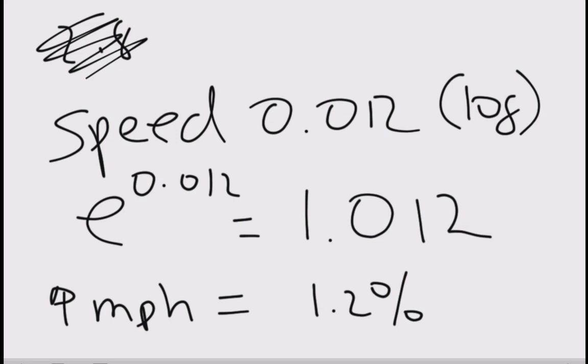It might make sense to take something like this and multiply it by 10, so that each 10 mile per hour increment results in a 12% increase in crash risk, but that's a matter of how to present this material.